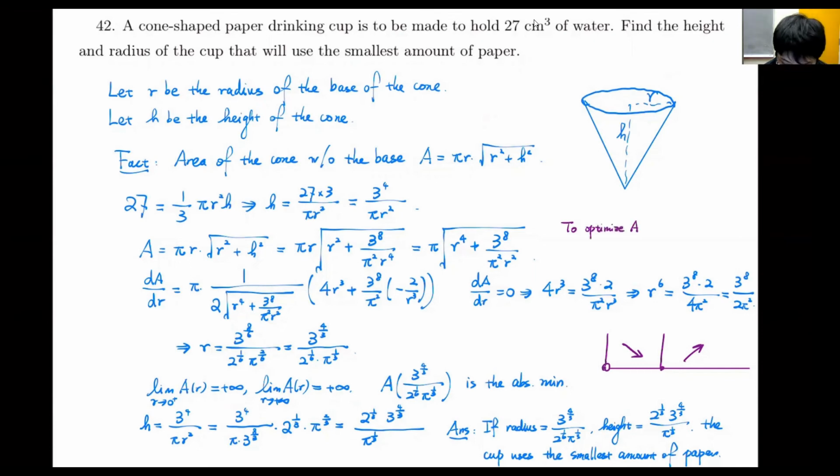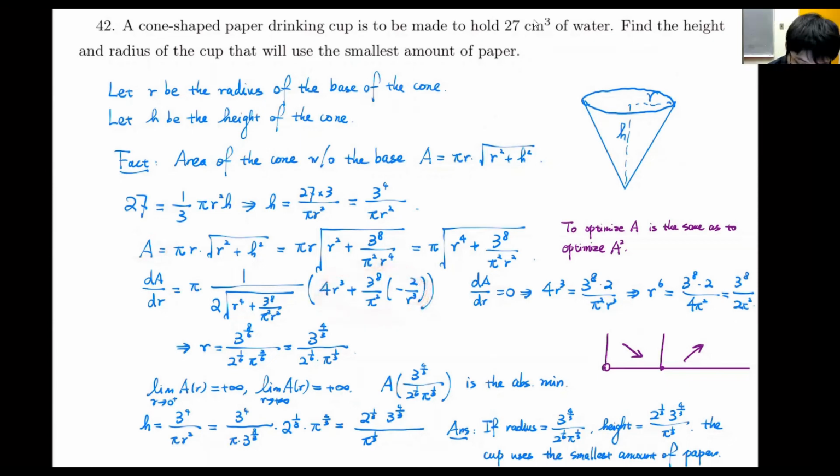Optimizing A for this problem is the same as optimizing A squared. This can also be seen from here, because when we are optimizing A, we find that the most important thing is really the derivative of the inner function.